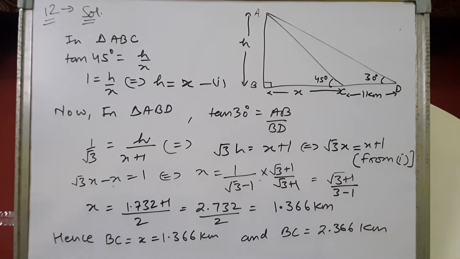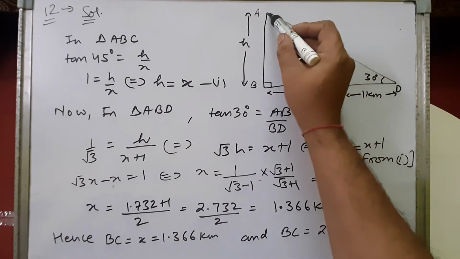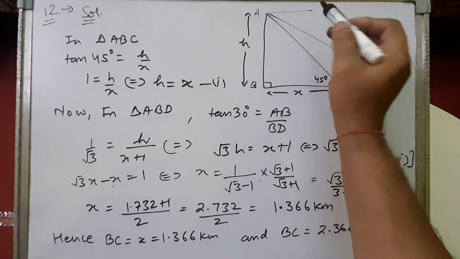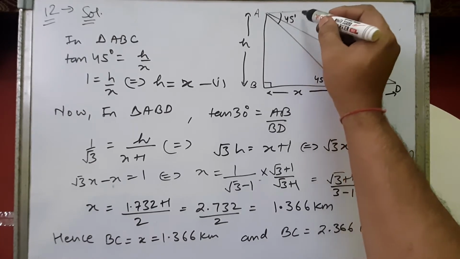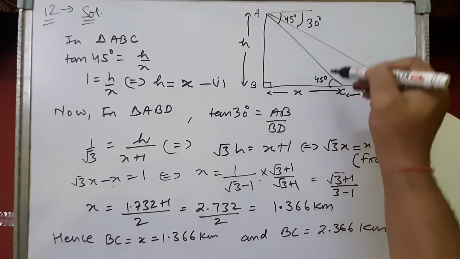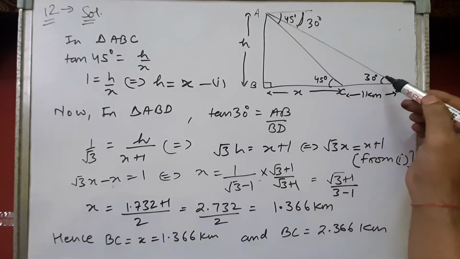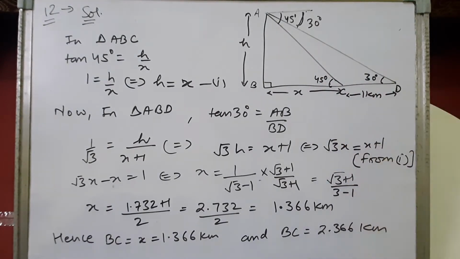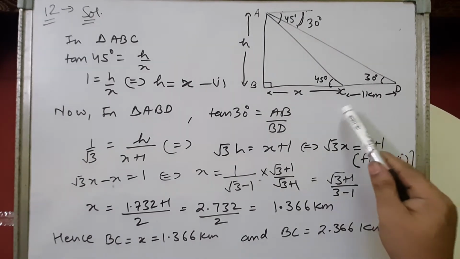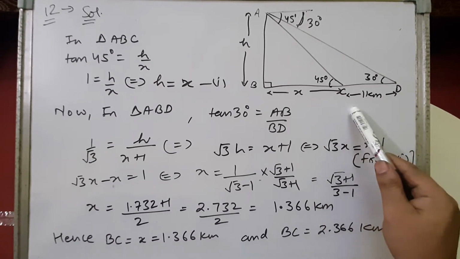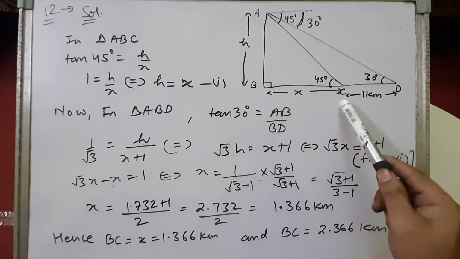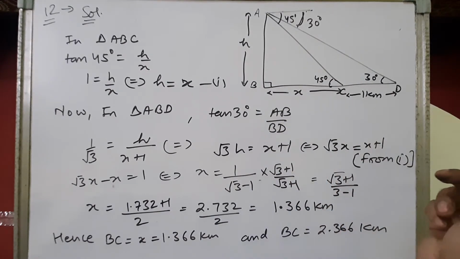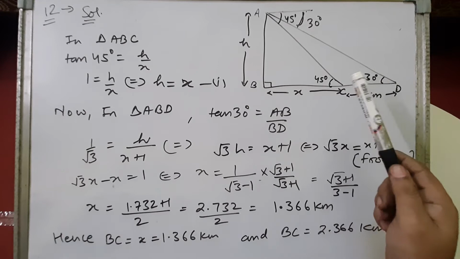The question says the angle of depression of these two consecutive stones will be 45 degrees for this angle and 30 degrees for this angle. So these two lines will be parallel. If this is 30 degrees, this angle will also be 30 degrees. This is 45, so this will also be 45, right? C and D are the kilometer stones, so the distance of CD will be 1 kilometer, right? So let the distance between B and C be x kilometers, right? Let's solve.